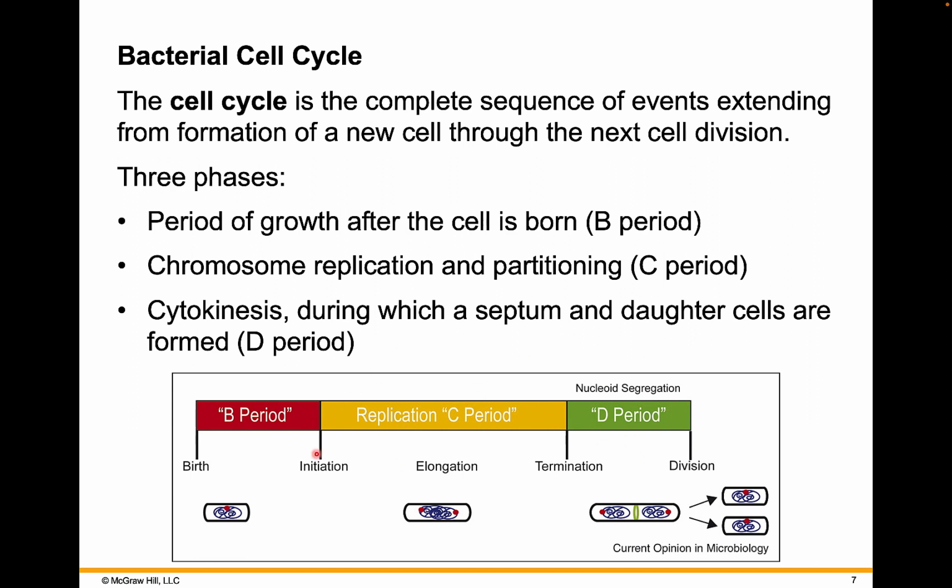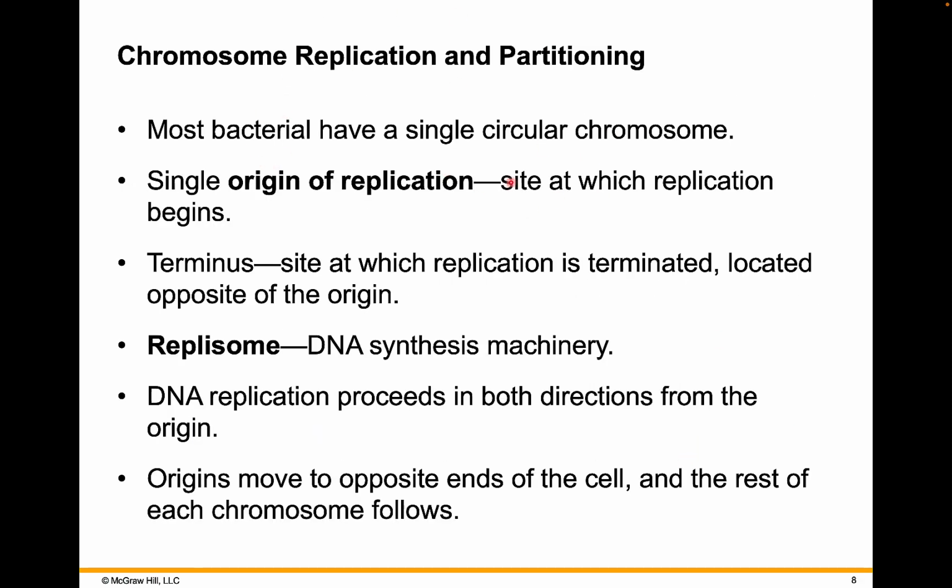So the bacterial cell cycle is considerably different, essentially, from the eukaryotic cell cycle. Most bacteria have a single circular chromosome, and they have a single origin of replication site at which the replication essentially begins. This is known as the OriC. A double-stranded chromosome will have an origin of replication, and it will also have a terminus, which is the site at which the replication is terminated, located opposite the origin.